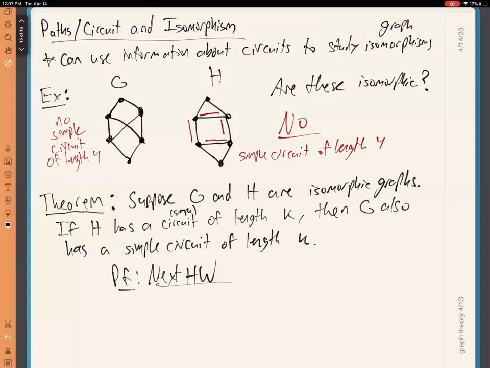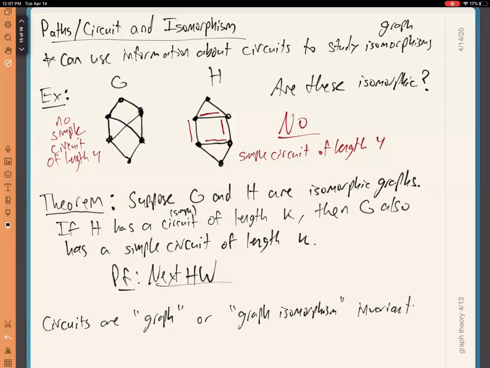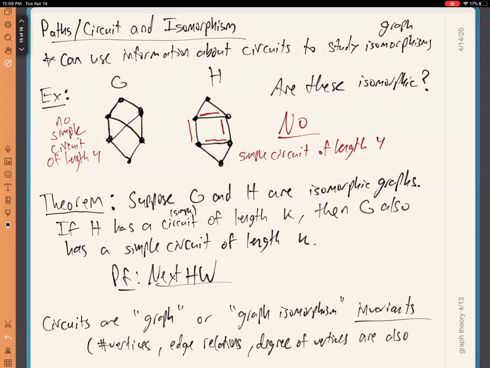Having a circuit or a simple circuit of a certain length is an example of something that's called a graph isomorphism invariant. Right. So circuits are what's called graph isomorphism invariants. And so what does that mean? It means that the invariants are things that if two graphs are isomorphic and one graph has these properties, then the other graph has to have them as well, right? They're conditions that are preserved by the isomorphism. And so other examples are number of vertices, edge relationships, degree of vertices. These are also invariants. And so having a circuit of a certain length is another example.